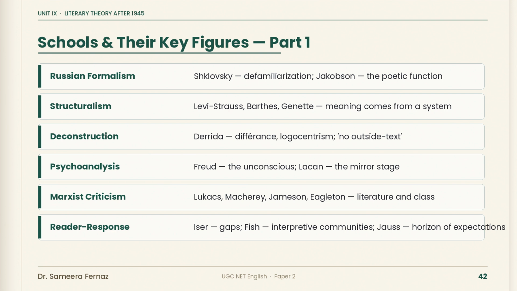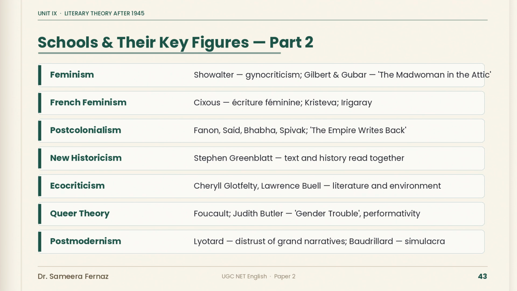Psychoanalysis gives us Freud with the unconscious, and Lacan with the mirror stage. Marxist criticism gives us Lukács, Macherey, Jameson, and Eagleton, who link literature with class, and reader response theory gives us Iser with gaps, Fish with interpretive communities, and Jauss with the horizon of expectations. Continuing with the schools, feminism gives us Elaine Showalter with gynocriticism, and Gilbert and Gubar with Madwoman in the Attic.